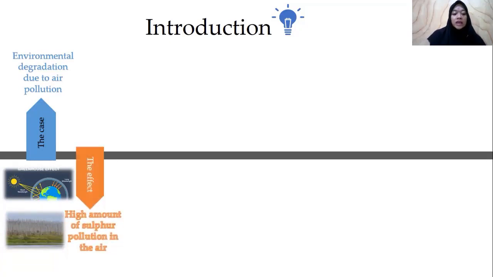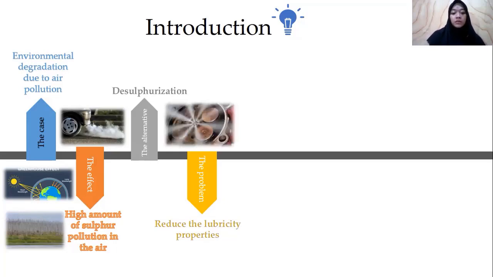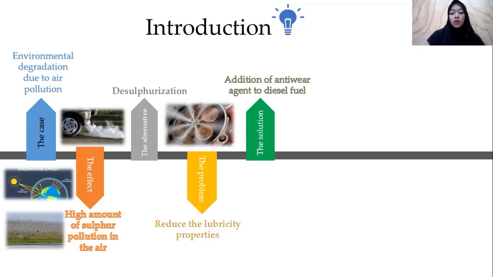rain. The effect of using fossil fuel is the high amount of sulfur pollution in the air, which causes air pollution and leads to releasing dangerous oxides and causes acid rain. The alternative way to reduce the sulfur content in the fuel is through the desulfurization process. But this process will reduce the lubricity properties. So the most effective way of solving the lubricity problem is the addition of an anti-wear agent to diesel fuel.